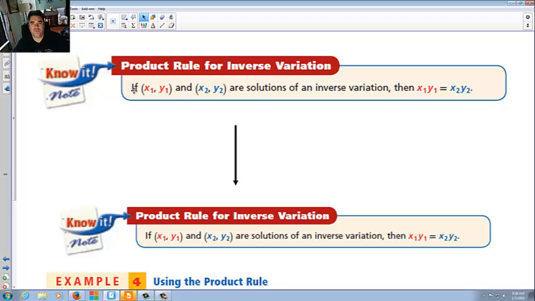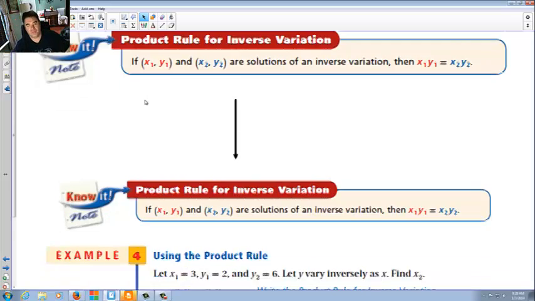Product rule for inverse variation. If (x1, y1) and (x2, y2) are solutions of an inverse variation, then x1 y1 equals x2 y2. Remember, this does not mean x to the first power. No, x1 means the first x, y1 means the first y, x2 means the second x value and y2 the second y value.